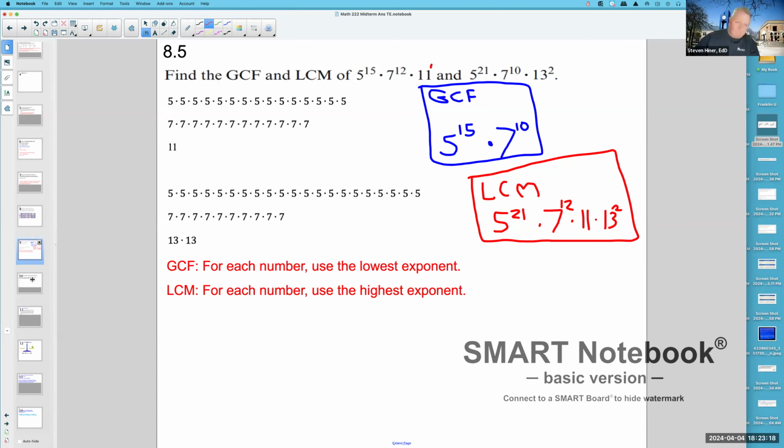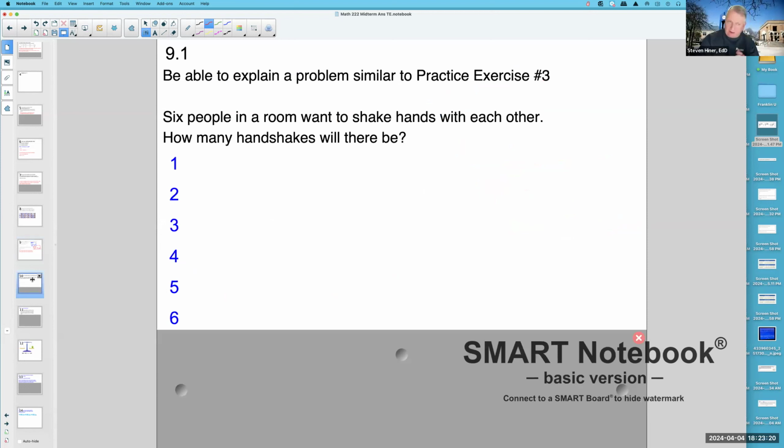All right. This was a fun one. This was similar to number 3, I think, from this section in the homework. And I'll just show you the quick way to do this. This is numerical expressions. Be able to explain a problem similar to practice exercise number 3. So I'm going to go through this one with you real quick.